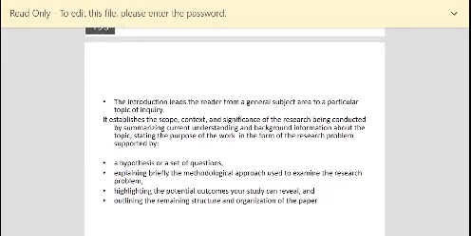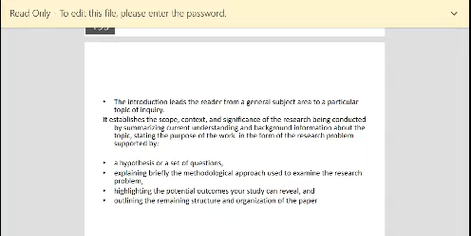Actually, this is the introduction part, and we say the introduction leads the reader from a general subject area to a particular topic of inquiry. When a person is reading the introduction part, it takes them from that general subject area to a particular topic of inquiry.